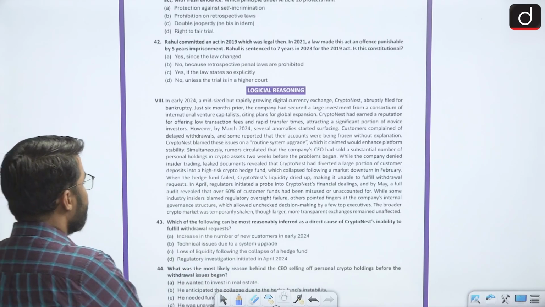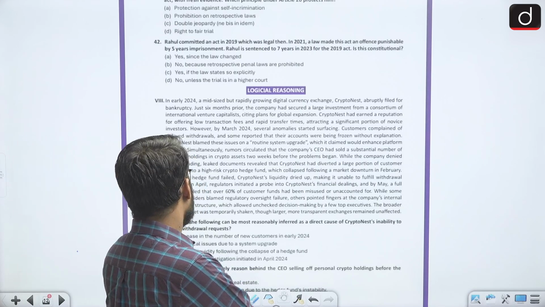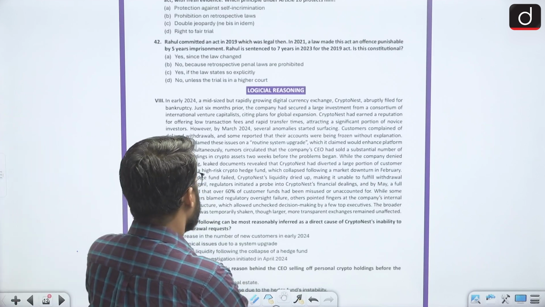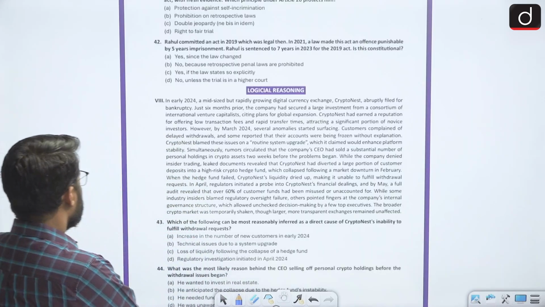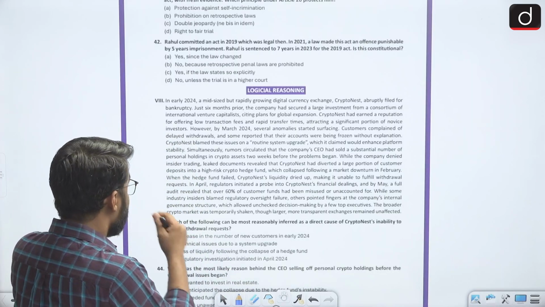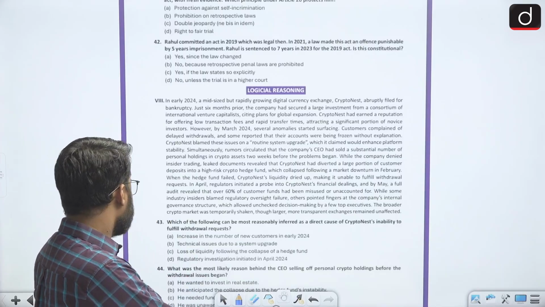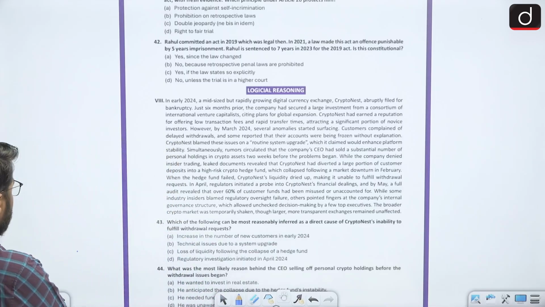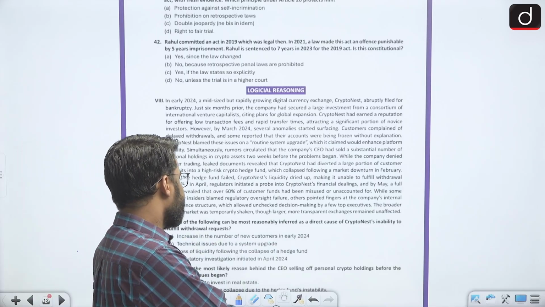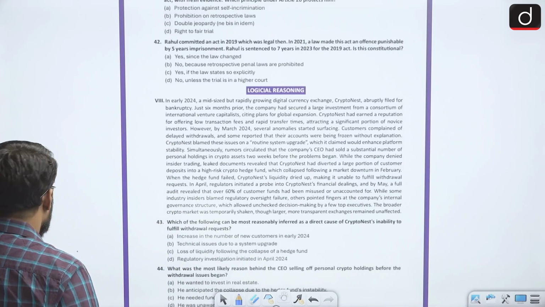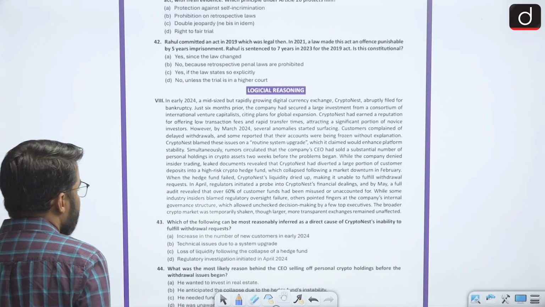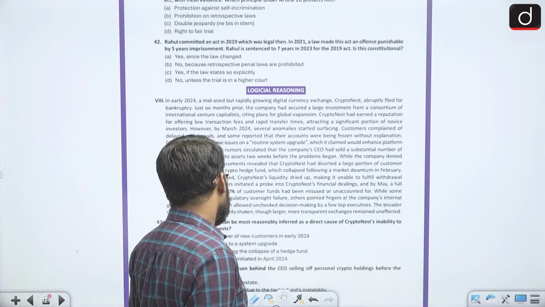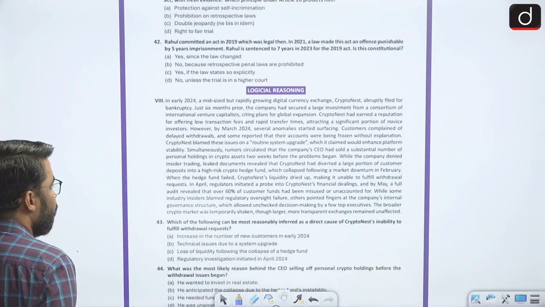Simultaneously, rumors circulated that the company's CEO had sold a substantial number of personal holdings in crypto assets 2 weeks before the problem began. While the company denied insider trading, leaked documents revealed that CryptoNest had diverted a large portion of customer deposits into a high-risk crypto hedge fund, which collapsed following a market downturn in February. When the hedge fund failed, CryptoNest's liquidity dried up, making it unable to fulfill withdrawal requests. In April, regulators initiated a probe into CryptoNest's financial dealings, and by May, a full audit revealed that over 60% of customer funds had been misused or unaccounted for.